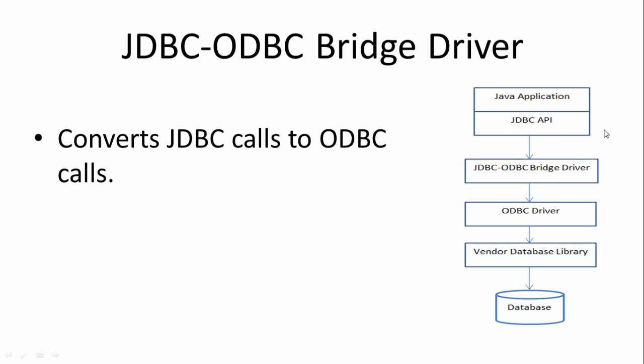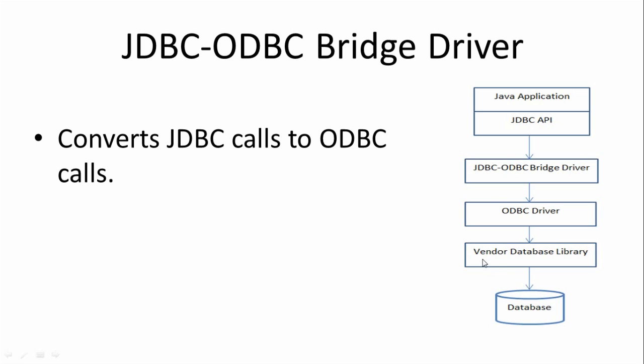Now, if you see these layers over here till vendor database library, all of these layers are part of the client machine. Okay, now whenever our JDBC calls go from a client machine to the database, they will ultimately go in the form of data packets, right? So these calls have to be converted to some database specific protocol, right?